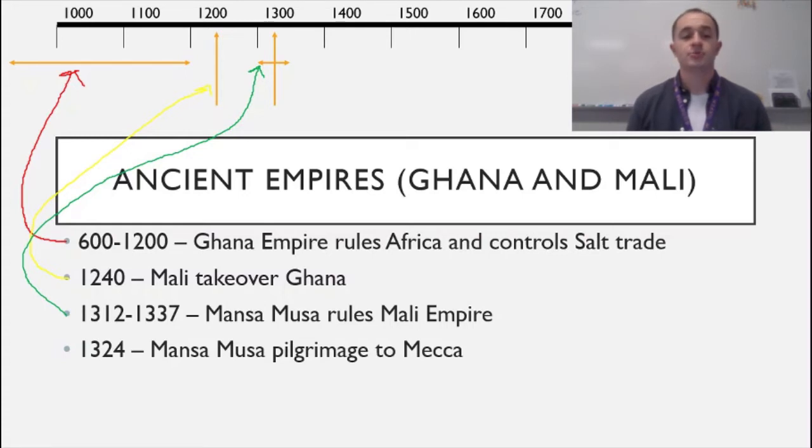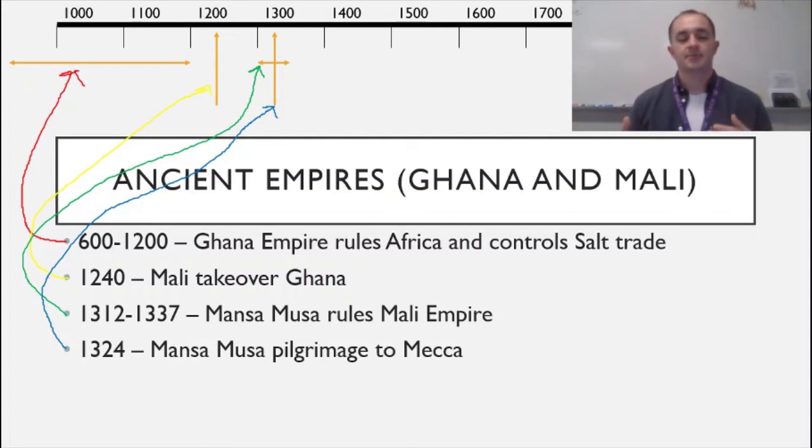In 1324, Mansa Musa does his pilgrimage to Mecca. This is what we talked about last week, where he goes and throws out lots and lots of wealth, and we watched a couple of videos about him and learned a lot about his pilgrimage to Mecca.